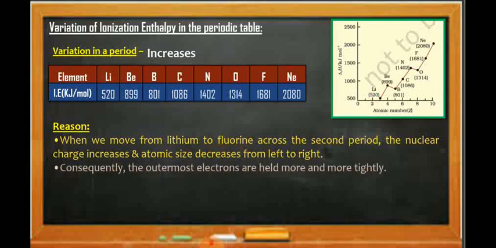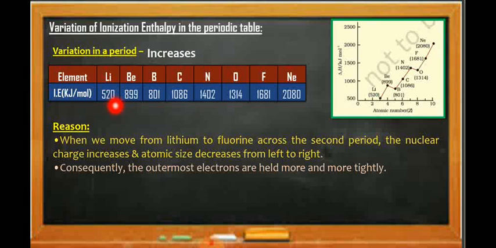So consequently, the outermost electrons are held more and more tightly. Compared to lithium, fluorine's atomic radius is small, size is small. When the size is small, electrons are held more tightly in fluorine than in lithium. So from lithium removal of an electron is easy, or from fluorine? Definitely from lithium removal of an electron is easier and requires lesser energy. In fluorine the electron is more strongly held by the nuclear charge. Because the size is small, removal of the electron becomes difficult. Therefore, it requires higher energy.